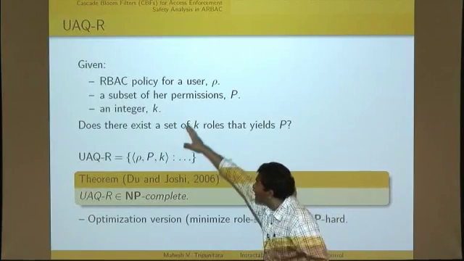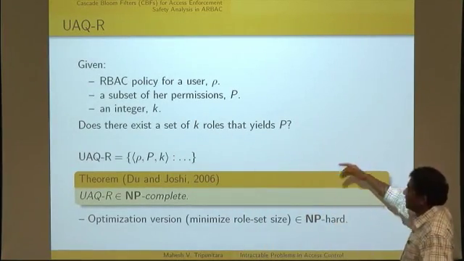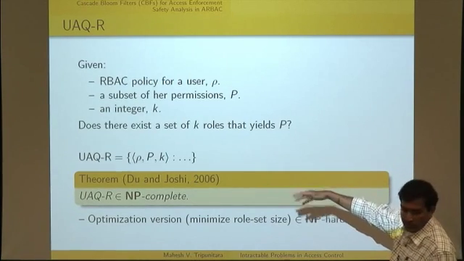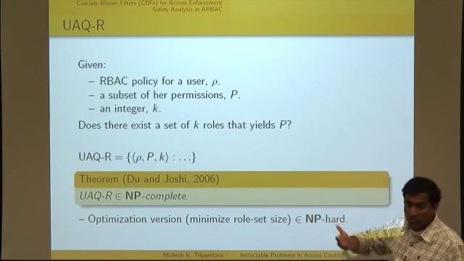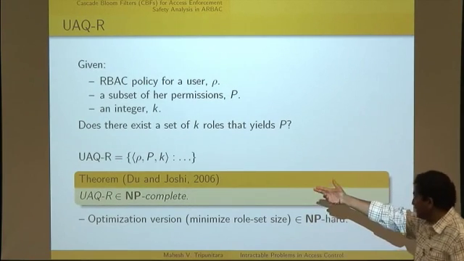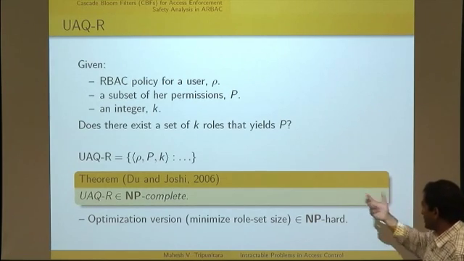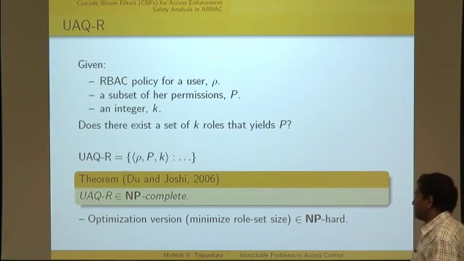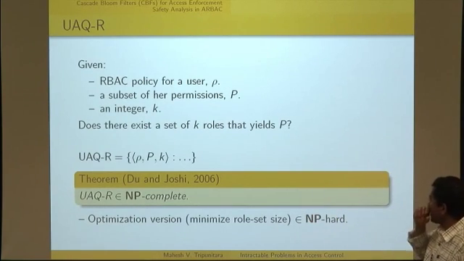Just by way of notation, I might use this notation of a language rather than this input-output thing. Of course, the correspondence is straightforward. A language is a set of tuples, and each component of the tuple we can think of as an input to the decision problem. In this case, the policy, the set of permissions, and the k. Now, it turns out that deciding this decision problem is intractable. This was shown back in 2006.